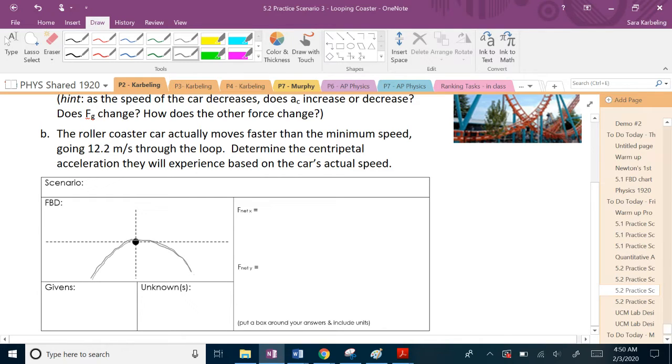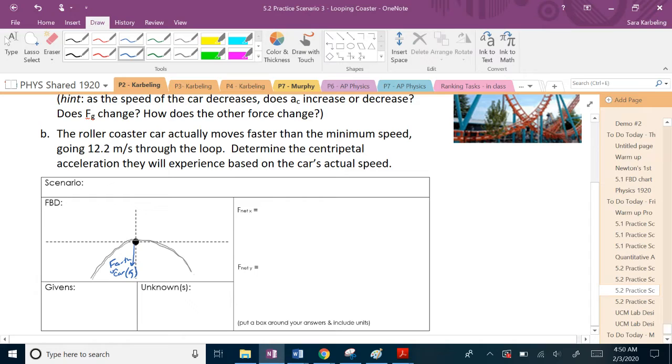At the very top of the loop, what forces are acting? Well, the force of gravity is always acting, the force of the earth. I'm going to draw that one down here: the force of the earth on, I'm going to call it just a car, the roller coaster car.